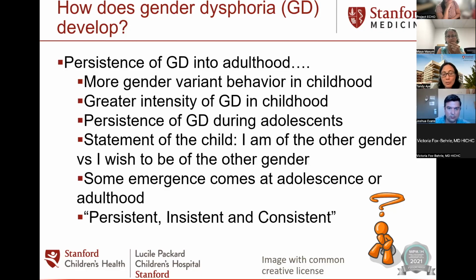So the three terms that our mental health providers look for, and the answer to question number one, was whether someone has been persistent, insistent and consistent in their gender identity. Those are the people who tend to carry their gender identity throughout their lifetime.